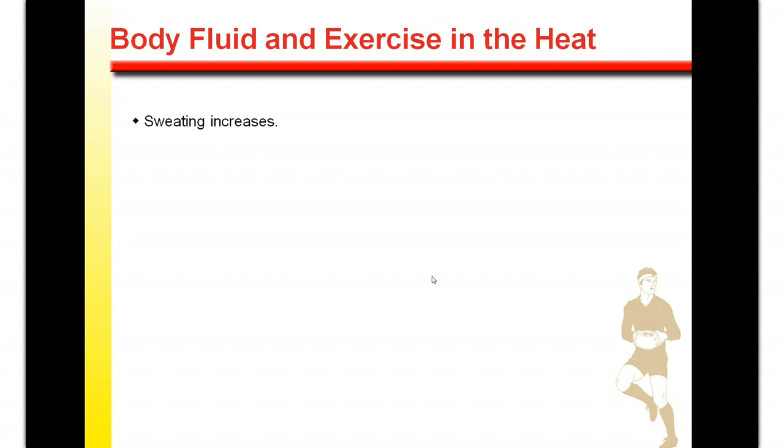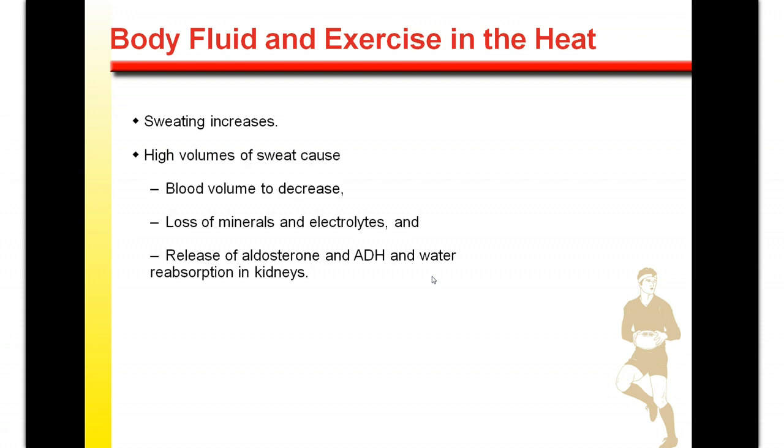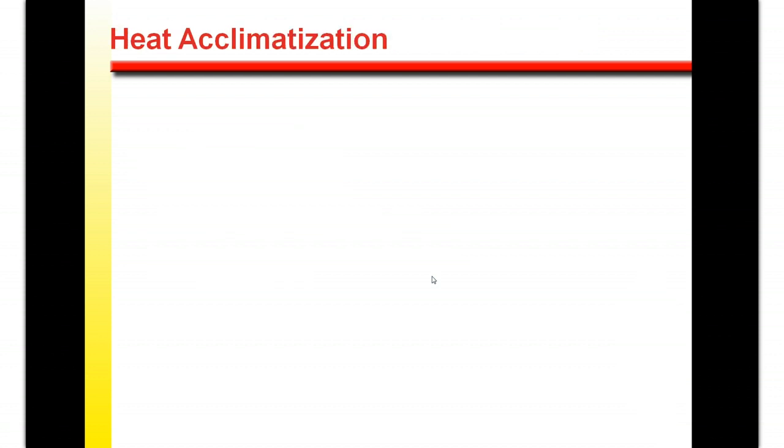Okay, so when you exercise in the heat, you have an increase in sweat, okay? And the high volume of sweat causes your blood volume to go down, it causes you to lose minerals and electrolytes. But one thing that also happens is you release hormones called aldosterone and antidiuretic hormone, and what they cause is water reabsorption in the kidneys. So if you're out exercising and it's hot, your kidneys go, hey, let's not get rid of any of this water. Let's keep all we can, right? So that aldosterone and antidiuretic hormone, basically it means you pee less because you're saving more of that water.